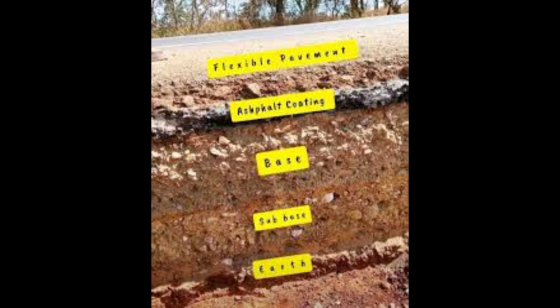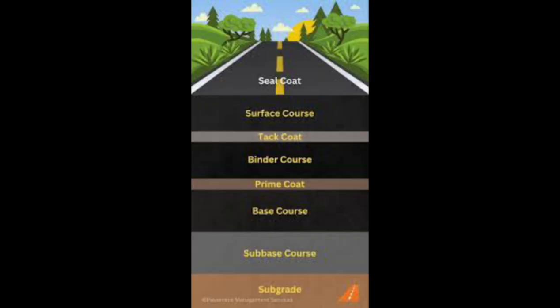Let's take a look at the structure. Surface course, the top asphalt layer providing smoothness and skid resistance. Binder course, a layer that helps distribute vehicle loads. Base course, crushed stone or gravel for structural support. Subbase, a layer of lower quality material for drainage and support. Subgrade, the compacted soil foundation.